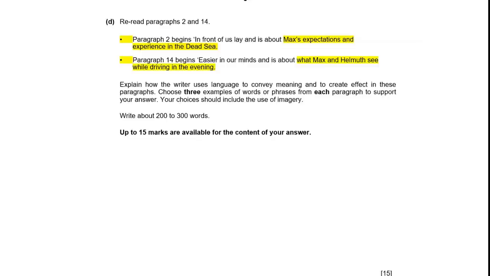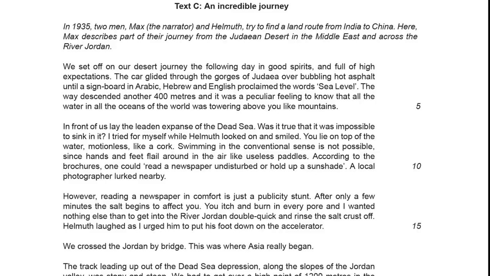So I'm just going to read each of the paragraphs again. So the first paragraph we are directed to reads, "In front of us lay the leaden expanse of the Dead Sea. Was it true that it was impossible to sink in it? I tried for myself while Helmuth looked on and smiled. You lie on top of the water, motionless like a cork. Swimming in the conventional sense is not possible, since hands and feet flail around in the air like useless paddles. According to the brochures, one could read a newspaper undisturbed or hold up a sunshade. A local photographer lurked nearby."